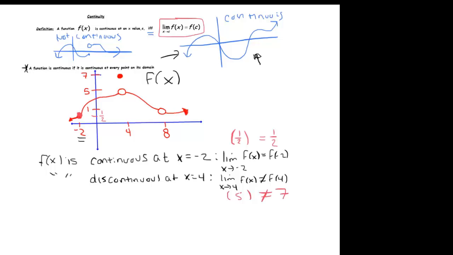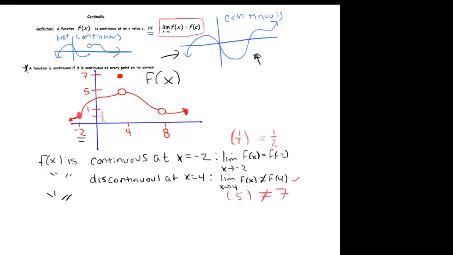So even though, informally, you can see that there's a break in the graph, right? There's a little hole right at 4, 5. That tells you informally, oh, it's not continuous there. But your reason should invoke the definition, which is right here. And let's look at that last example.